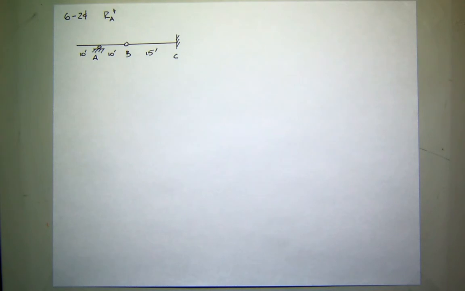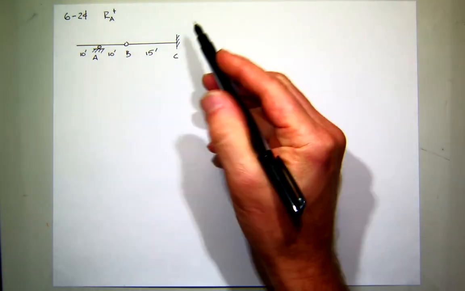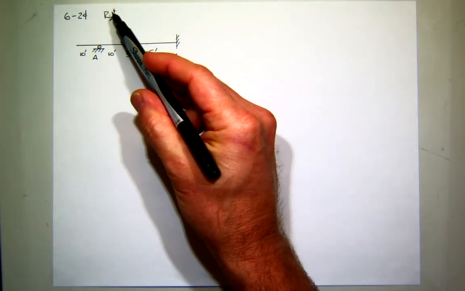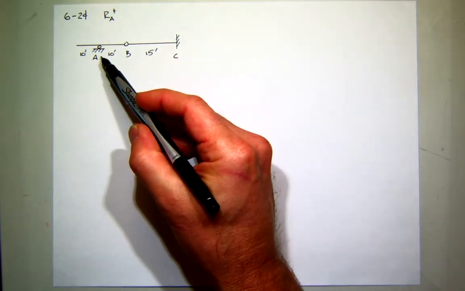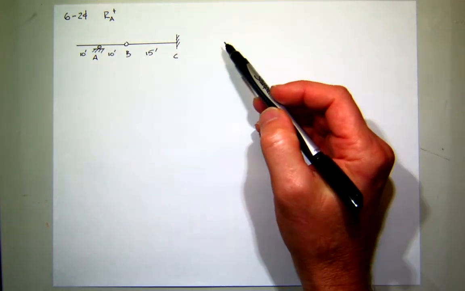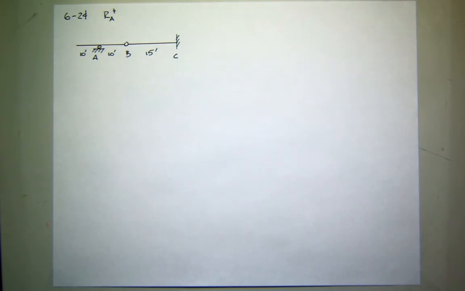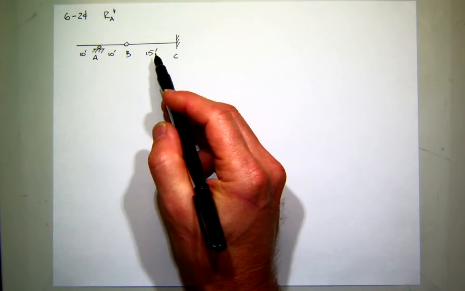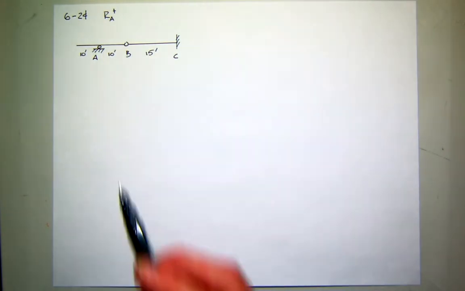Okay, so we have this problem where we're looking for the maximum positive reaction at A. And the problem, I didn't write it down, but the problem has a variety of different kinds of loads, live loads and dead loads. And I'll fill those in when we get to it. So the first thing we need to do is draw the influence line for this.